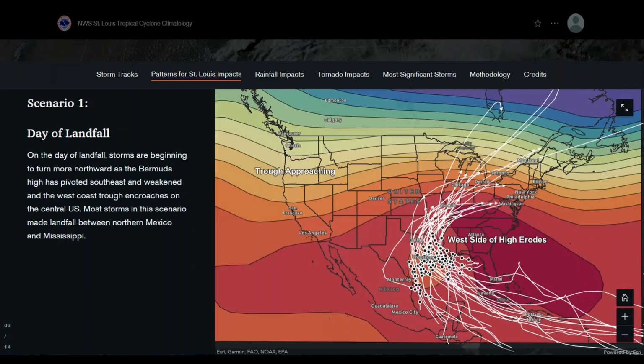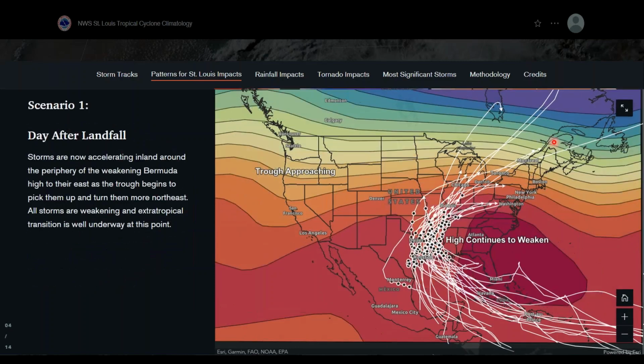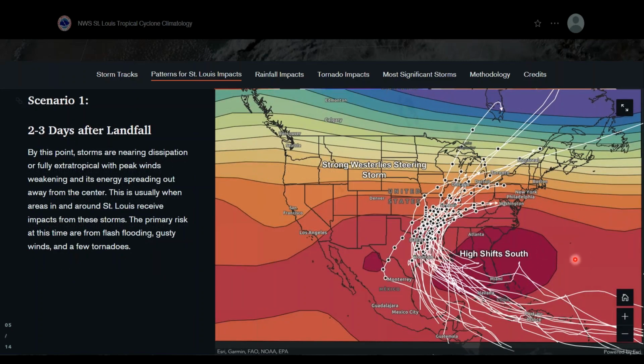But I just wanted to provide an example of how these geopotential height means are portraying the evolution of the storm motion as the high shifts out to the southeast of the storm, and you have more of a west coast trough that begins to kick the storm more to the northeast. With that being said too, these differences in patterns do end up having a drastic difference in impact to the St. Louis area that we've noted, which we'll get into here with the rainfall and tornado impacts.